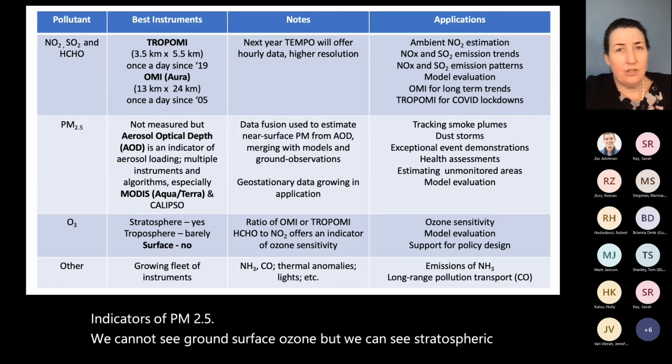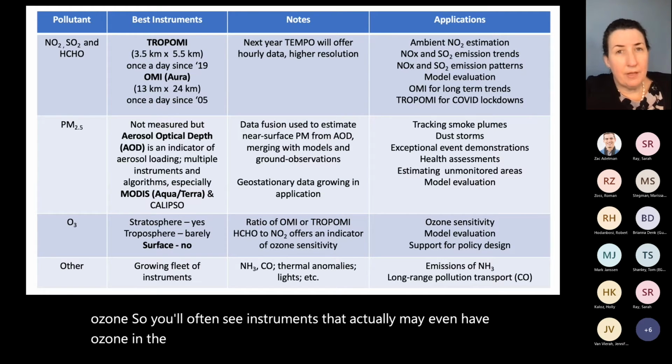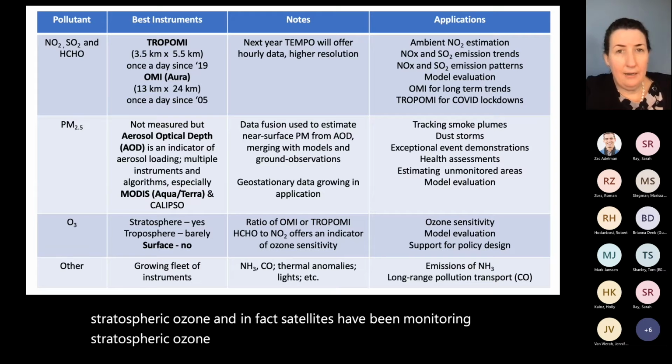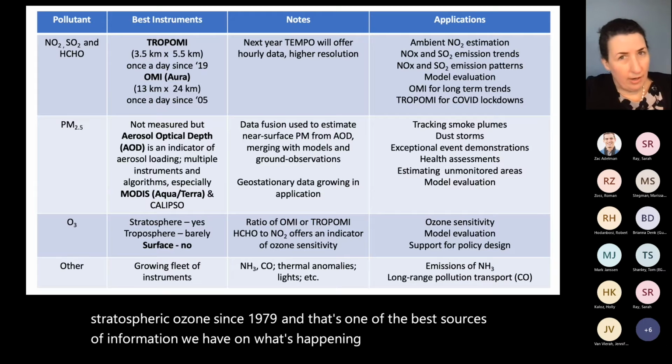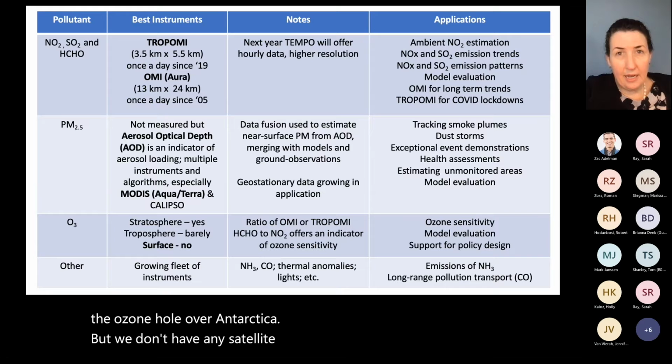So you'll often see instruments that may even have ozone in the name. But these typically were designed to monitor stratospheric ozone. In fact, satellites have been monitoring stratospheric ozone since 1979. That's one of the best sources of information we have on what's happening with the ozone hole over Antarctica. But we don't have any satellite data directly of near surface ozone.